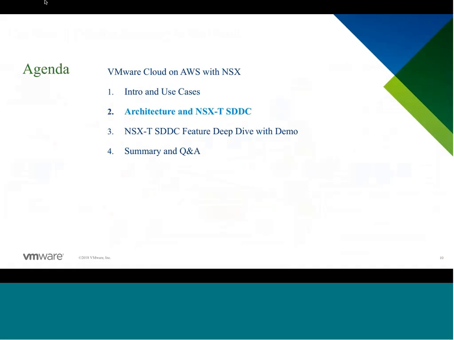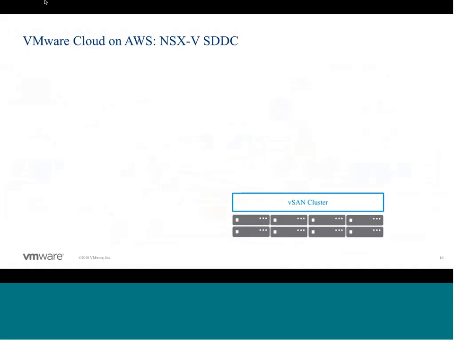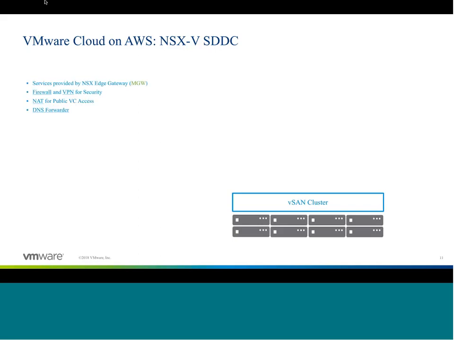Okay. All right, so now we have a good understanding of what VMware Cloud on AWS is. We understand the use cases, and what I want to dig into here is some of the architecture and changes with NSX-T SDDC. So first, when we launched the service, VMware Cloud on AWS, the underlying networking and security platform was NSX-V, providing all the networking and security.